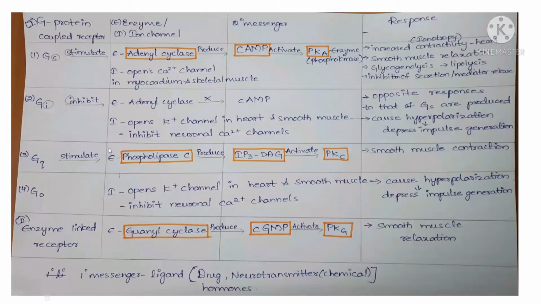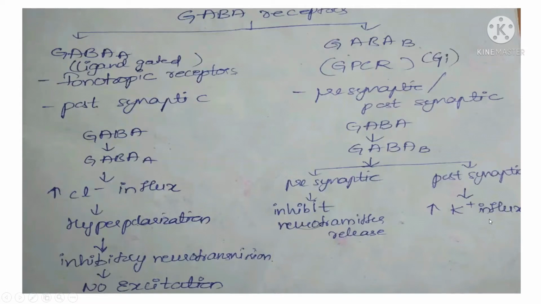Now we'll see what happens when it acts on the Gi coupled receptor present on the postsynaptic neuron. So here you can see, this is a Gi. Whenever a neurotransmitter acts on this Gi coupled receptor, there is an inhibition of the adenyl cyclase enzyme and there is no production of cyclic AMP. Also it opens potassium channels and inhibits the neuronal calcium channels. The opening of potassium channels causes hyperpolarization, and there is a depression in impulse generation.